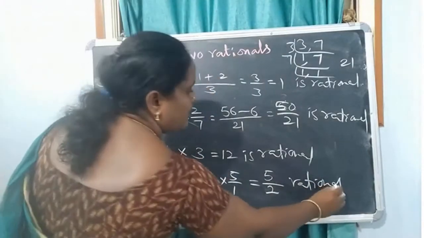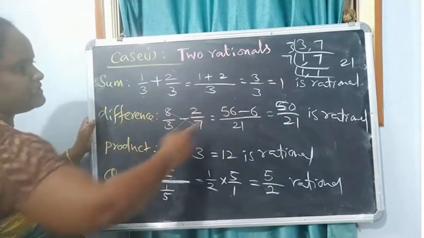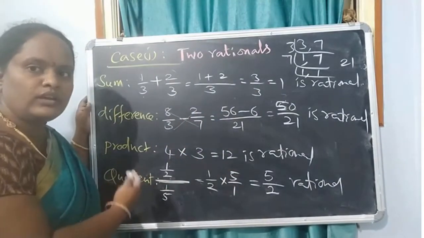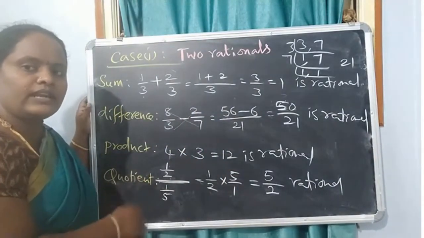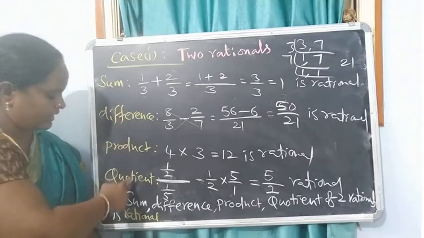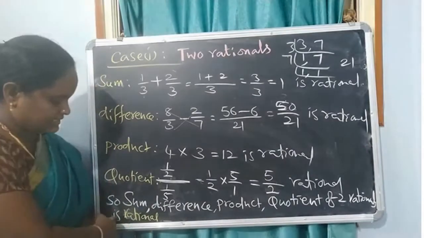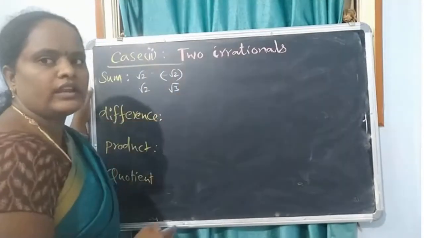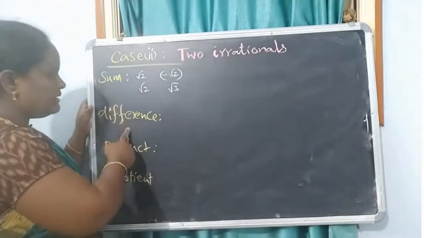So if I observe, the sum is also rational, the difference is also rational, the product is also rational, the quotient is also rational. Not only these two examples, you can take any two rational numbers, you will get a rational only. So the sum, difference, product and quotient of two rationals is always rational. So let us move on to case 2, that is taking two irrationals, and let us observe what their sum, difference, product and quotient are.